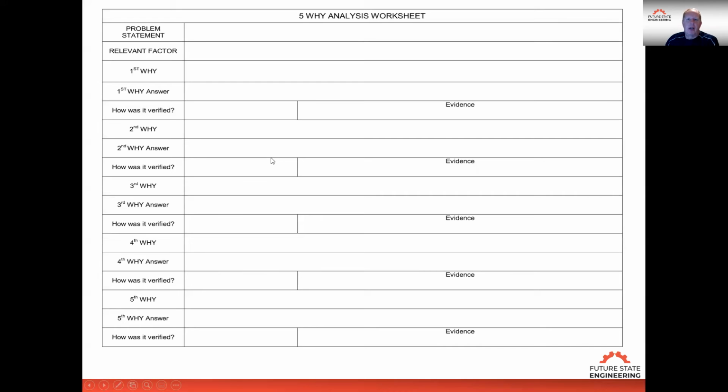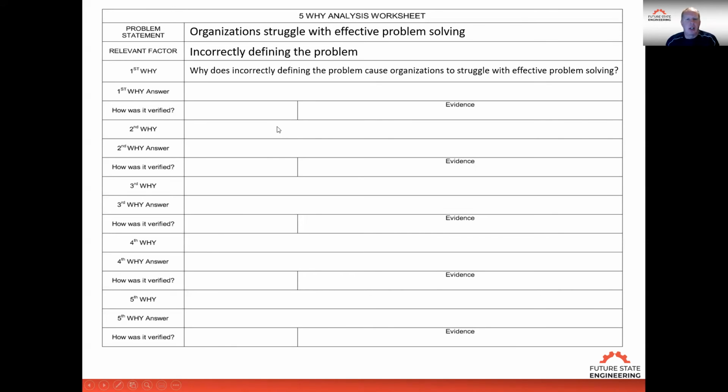When we look at our 5 why analysis, we're doing it for occurrence here. Our problem statement from our cause and effect diagram: organizations struggle with effective problem solving. The relevant factor is incorrectly defining the problem. So the first thing we want to do is come up with our first why statement. And our rule of thumb is use our relevant factor and include the problem statement in our first why. Why does incorrectly defining the problem cause organizations to struggle with effective problem solving?